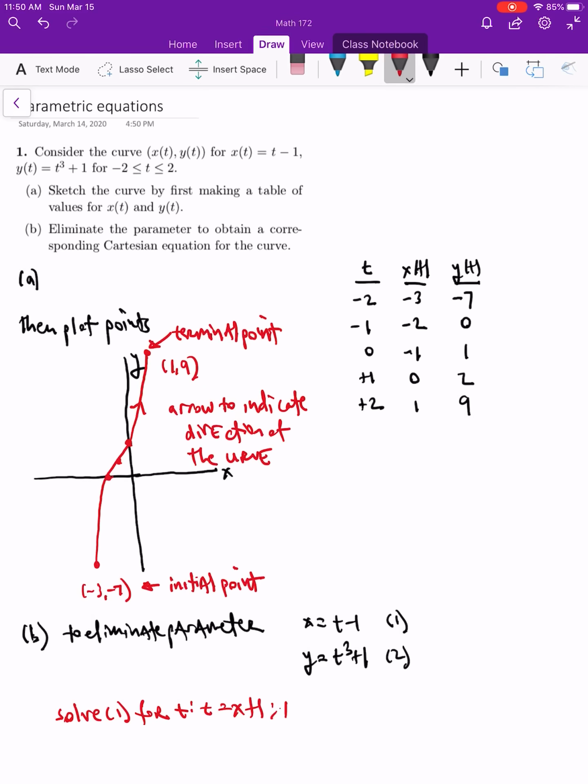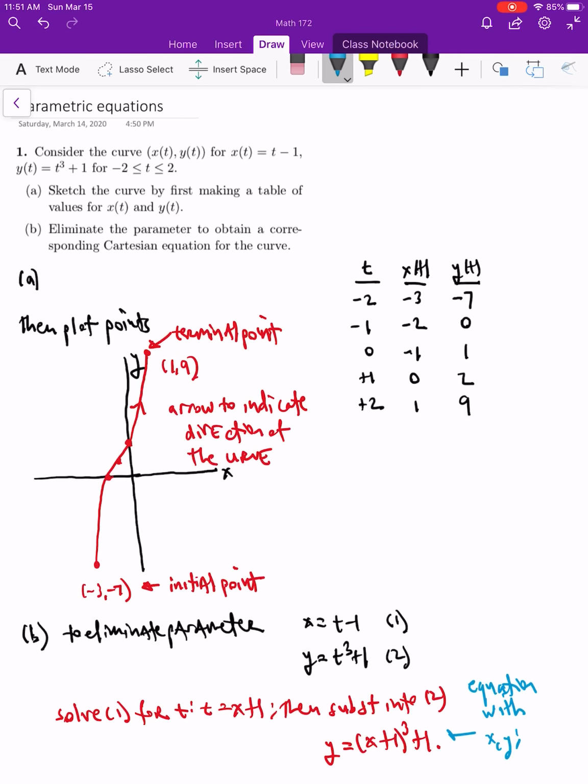And then substitute into the second equation to get that y equals (x plus 1) cubed plus 1. And so that's an equation with the Cartesian x and y, but t is gone. So we see that our curve also is the graph of this cubic equation.